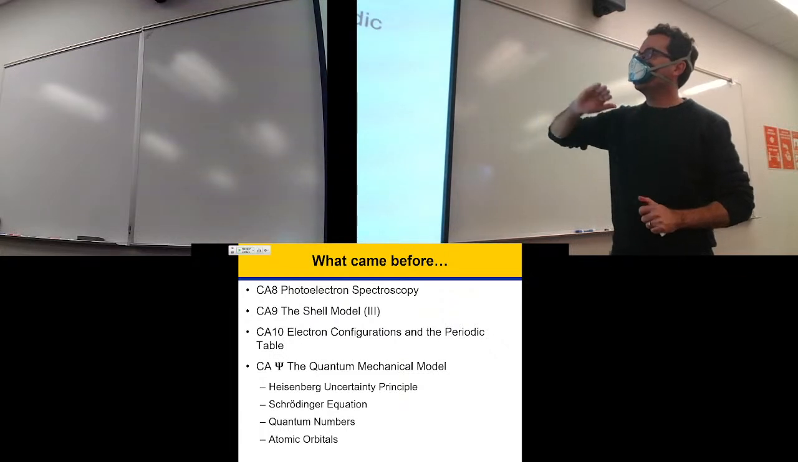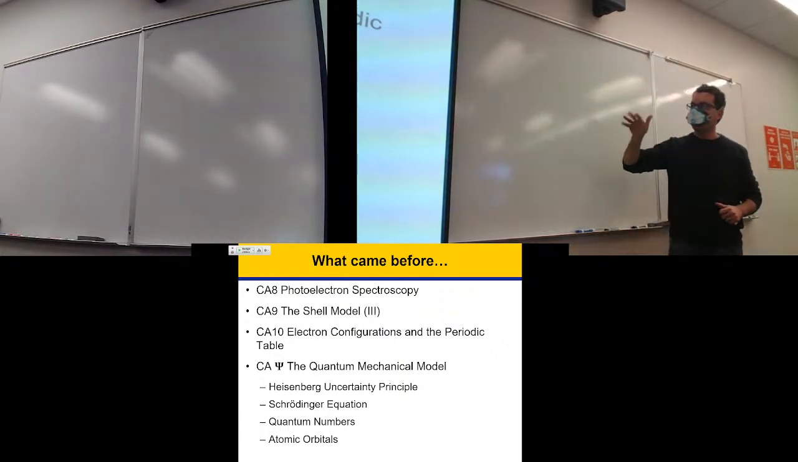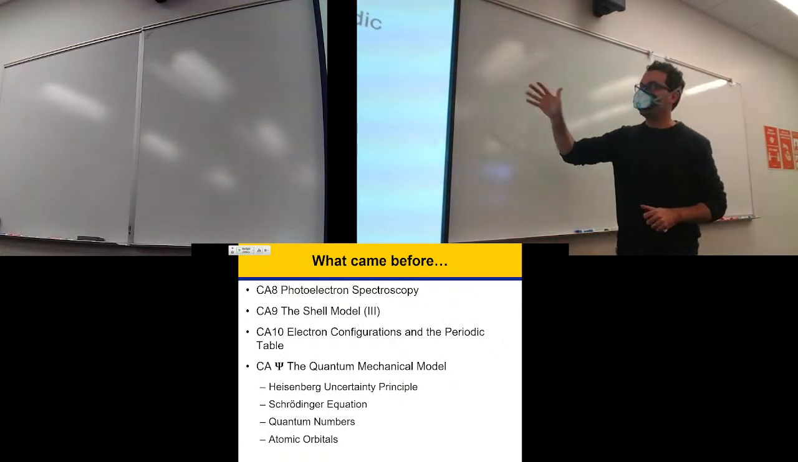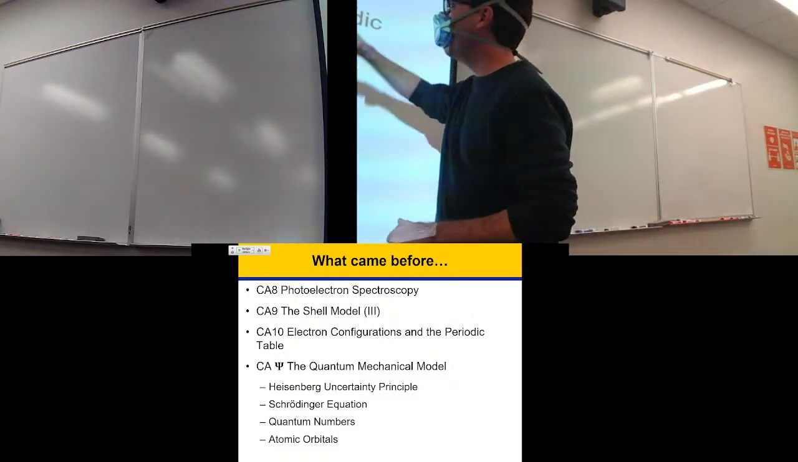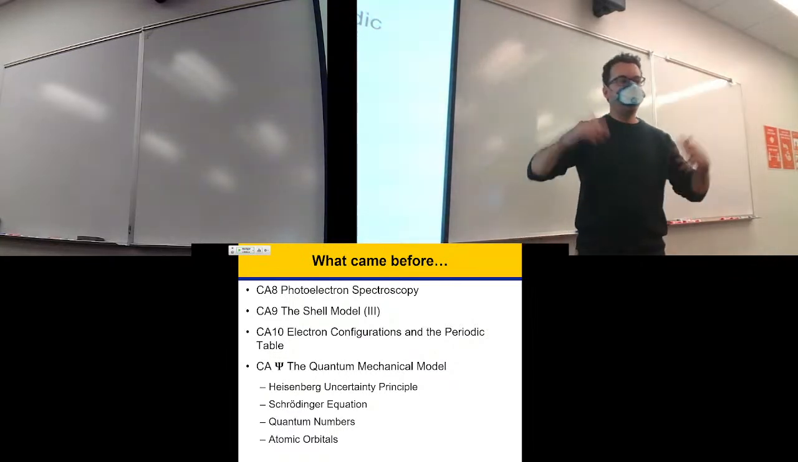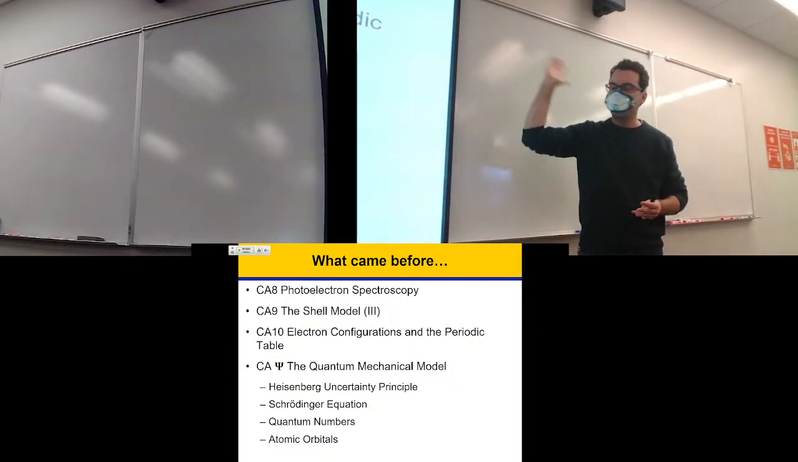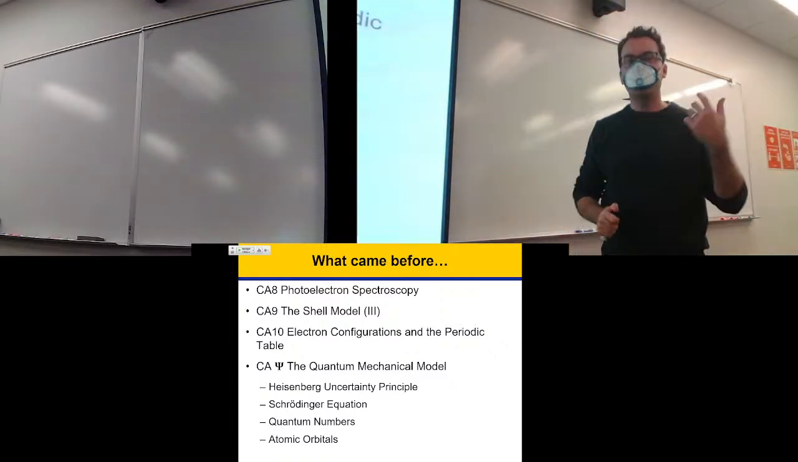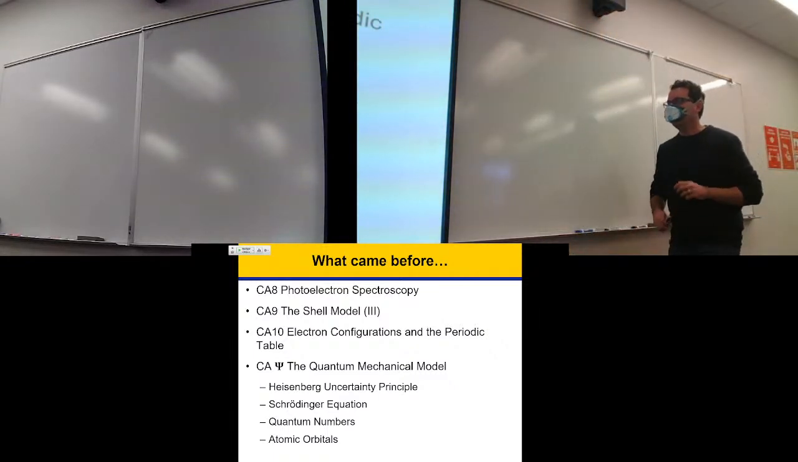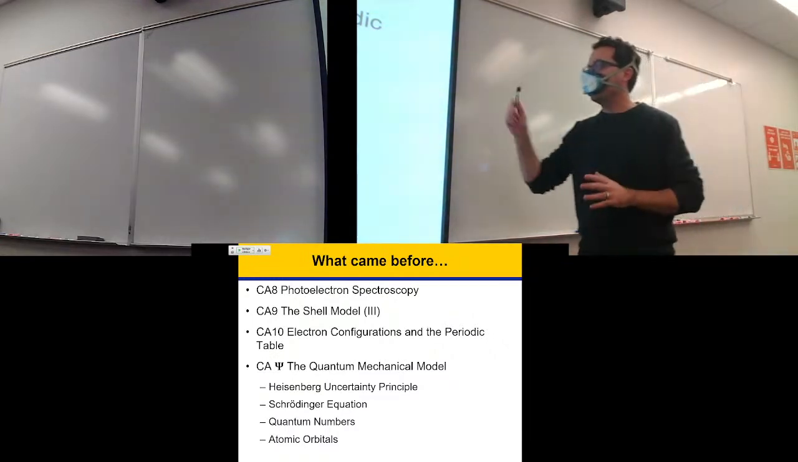So shell model, this is all about expanding our shell model into subshells. And that led to electron configurations. And then we went over kind of how the periodic table is set up again. The reason it's split like this has a lot to do with these subshells. Then we went over the quantum mechanical model.